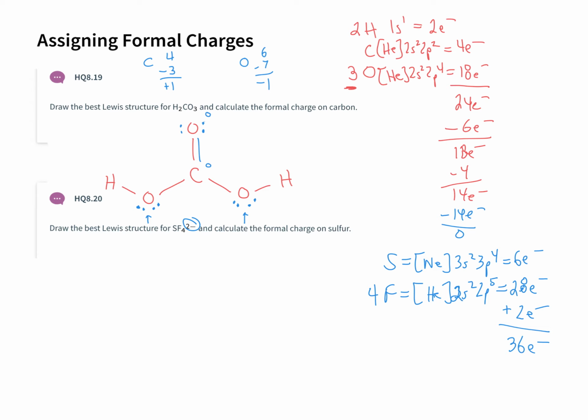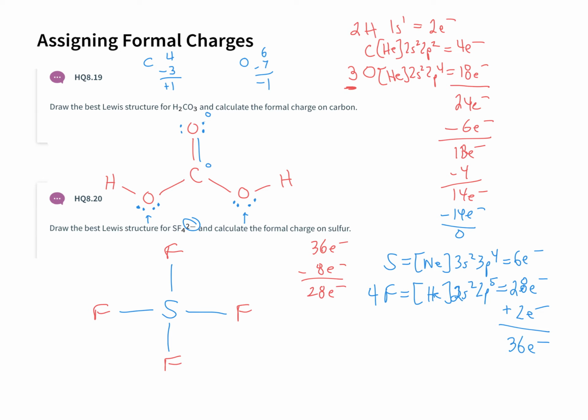This one should be a little bit easier. We're going to place the least electronegative element in the center. That's sulfur. And then surround it with the remaining elements, so 1, 2, 3, 4. Those are fluorine: fluorine, fluorine, fluorine, and fluorine. I just assigned 8 electrons. So 36 electrons minus 8 electrons, I've got 28 electrons remaining.